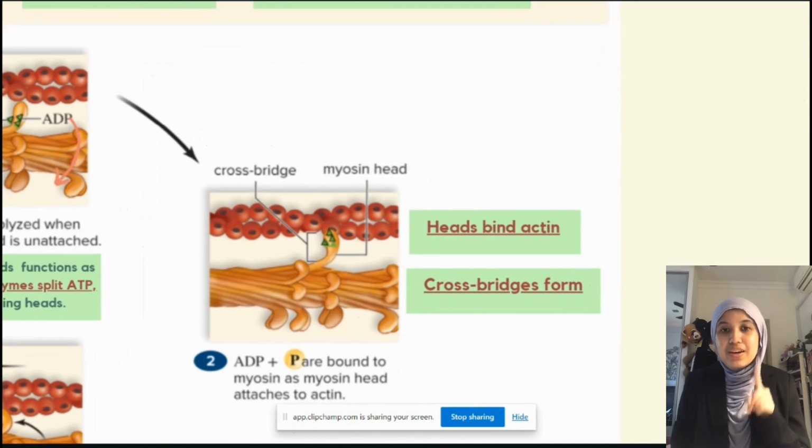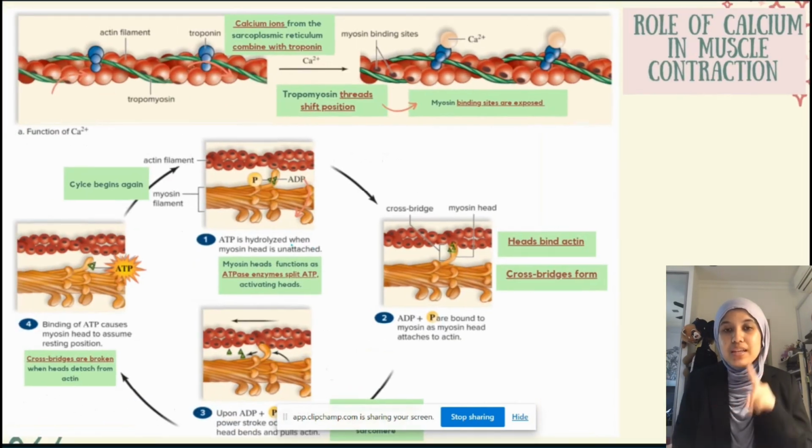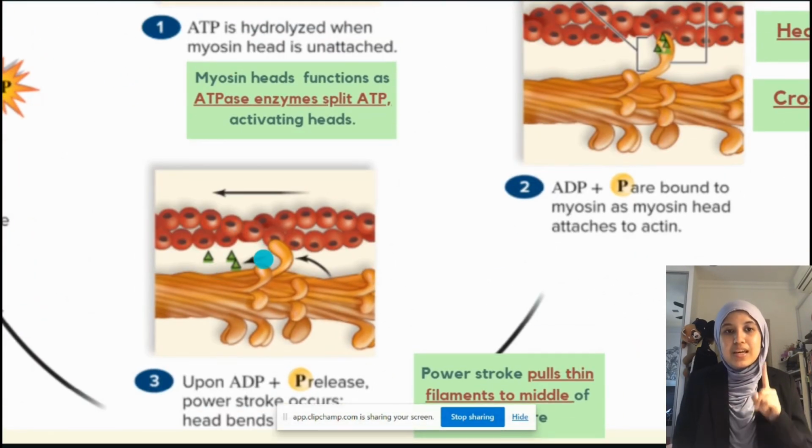Now, the heads are free to bind to the actin filaments, and as they bind to the actin filaments, they form a cross bridge. And as this cross bridge forms, the ADP and the P are released from the myosin head. And this causes the myosin heads to bend back to the original position and pull the actin, causing what we call a power stroke.